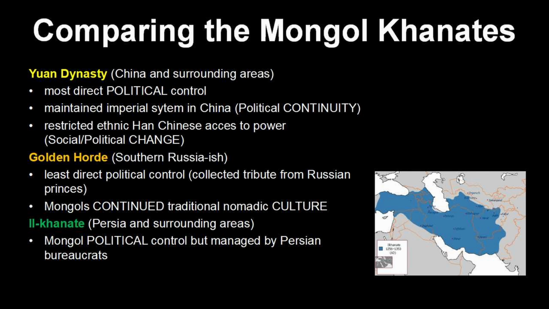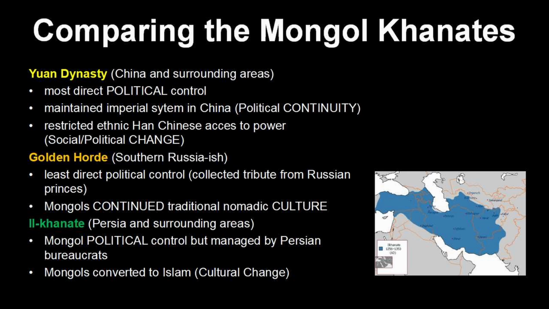The Ilkhanate in Persia is somewhere in between these two in terms of direct political control. The Mongols were definitely in charge here, but they were much more willing to allow the local Persian bureaucrats to administer the day-to-day affairs. The Mongols might have been most culturally changed in this Khanate. In fact, they even converted to Islam eventually.